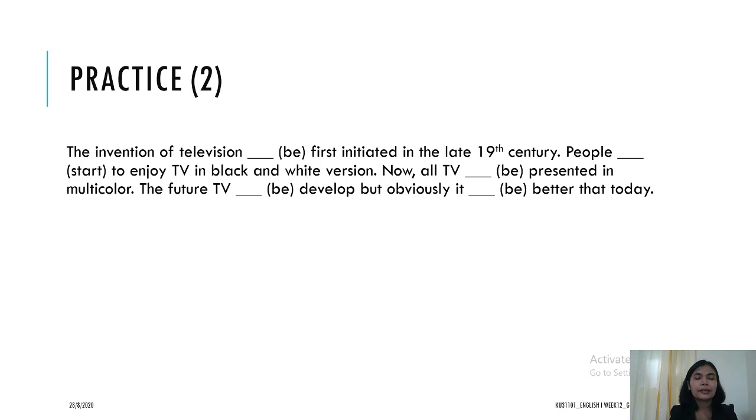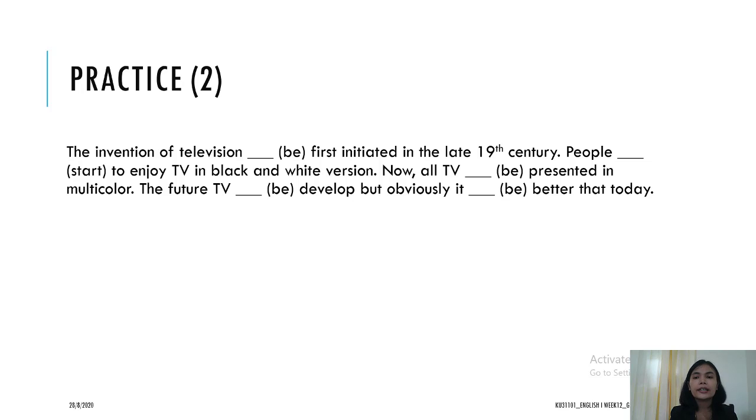Now for the second practice, what I want you to do is to fill out this text blanks. Okay, so I already actually give you the clue to the text. But what I want you to do, I want you to change it accordingly. So change these verbs according to the tenses required based on the context.